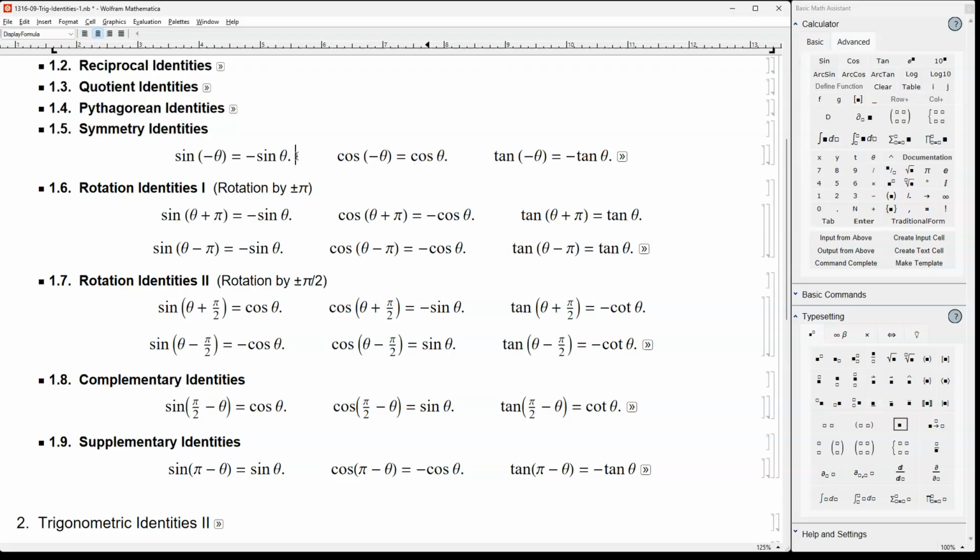Symmetry identities, remember these because these come straight from the graphs. Sine and tangent are odd functions. Graph those and you'll see they are symmetric with respect to the origin. Cosine is an even function, so remember symmetry identities. And as for the others, the key point is whether you have pi or pi over 2. Plus or minus pi or subtract from pi, sine stays as sine, cosine stays as cosine, tangent stays as tangent all the time. Pluses and minuses, well, figure those out individually.